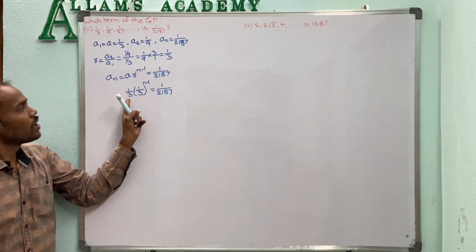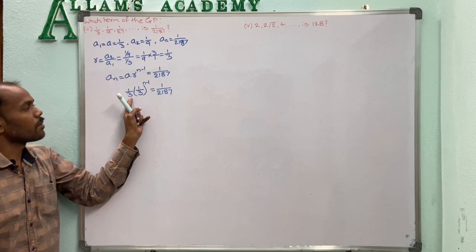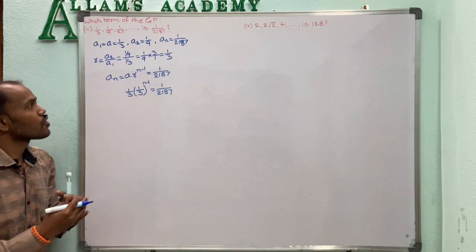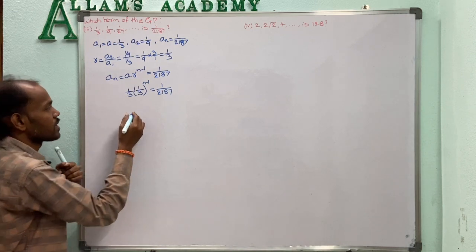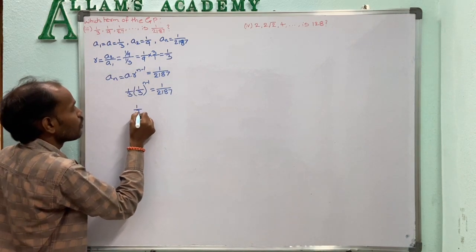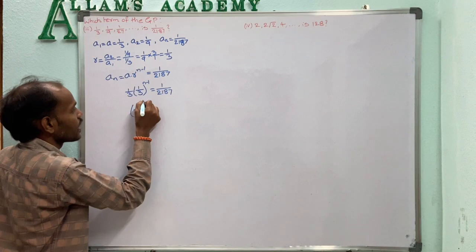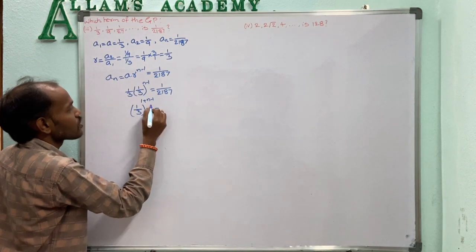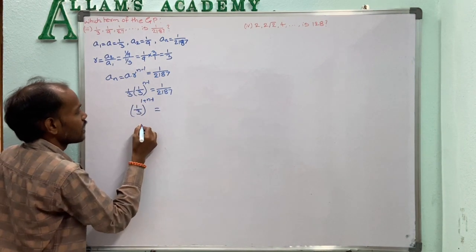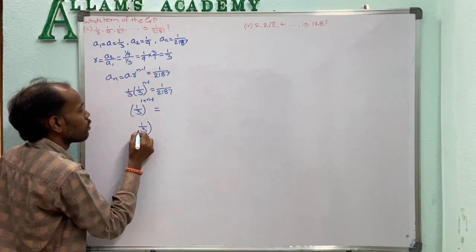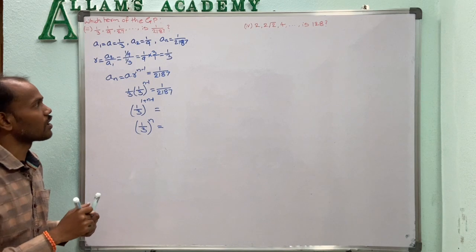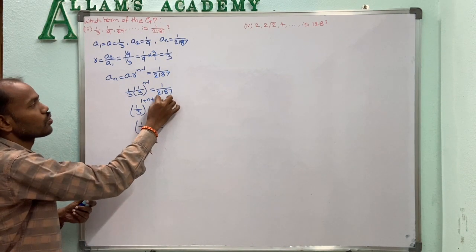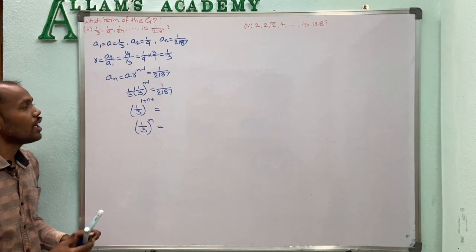Now 1/3 is nothing but (1/3) power 1. So a power m into a power n is a power m plus n. So (1/3) whole power 1 plus n minus 1. So 1 minus 1 gets cancelled, that is (1/3) whole power n. So (1/3) whole power n is equal to 1/2187.